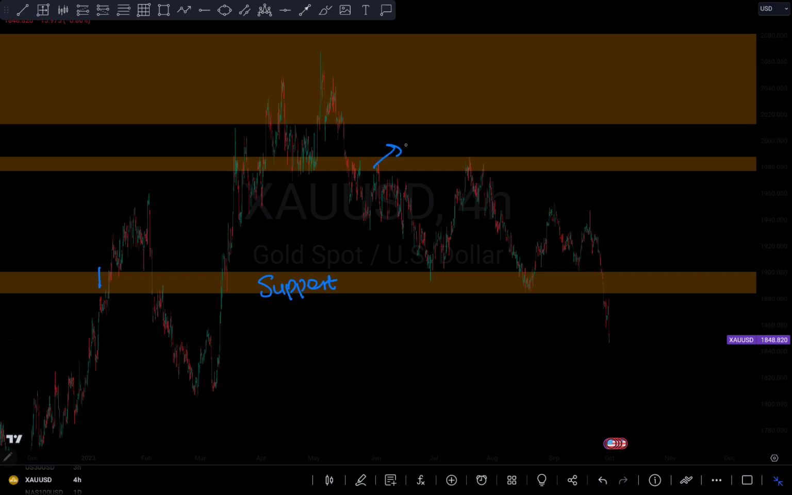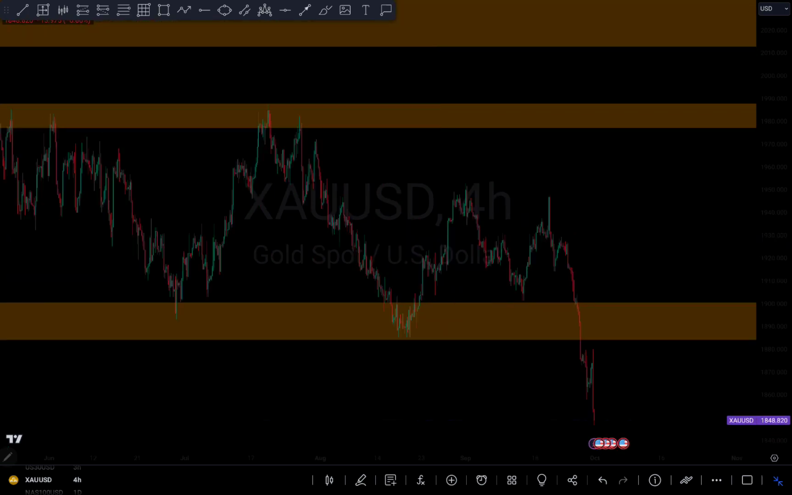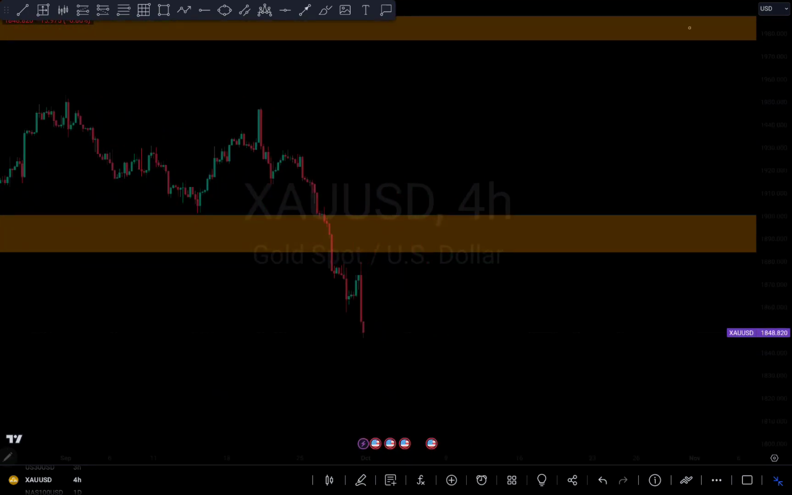for this resistance, right? But now we can see that we started pushing to the downside. When we got to the downside, this candlestick right here closes below the support zone.